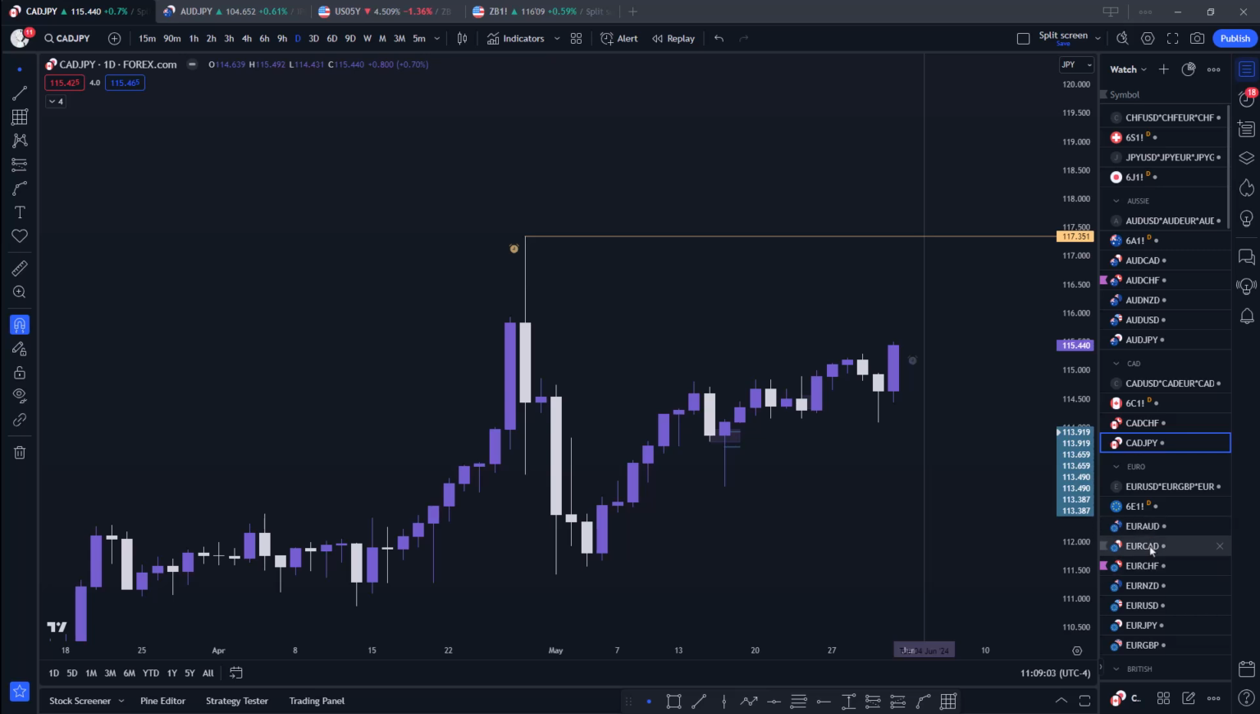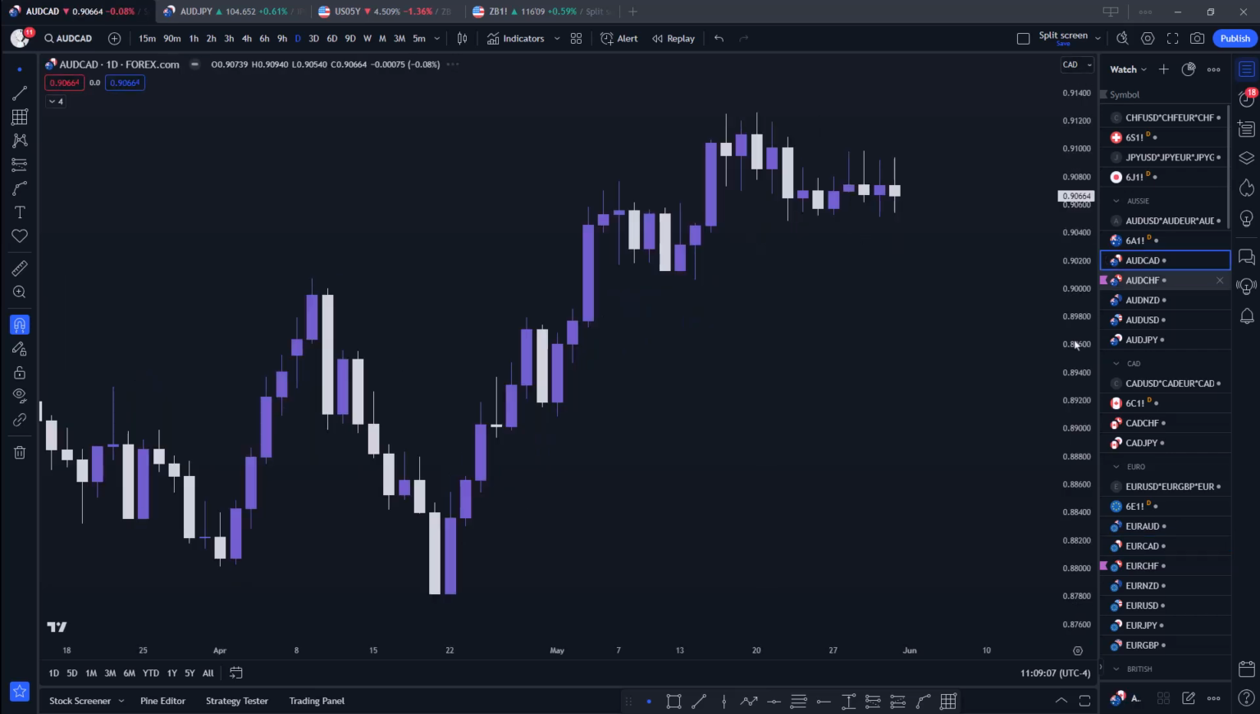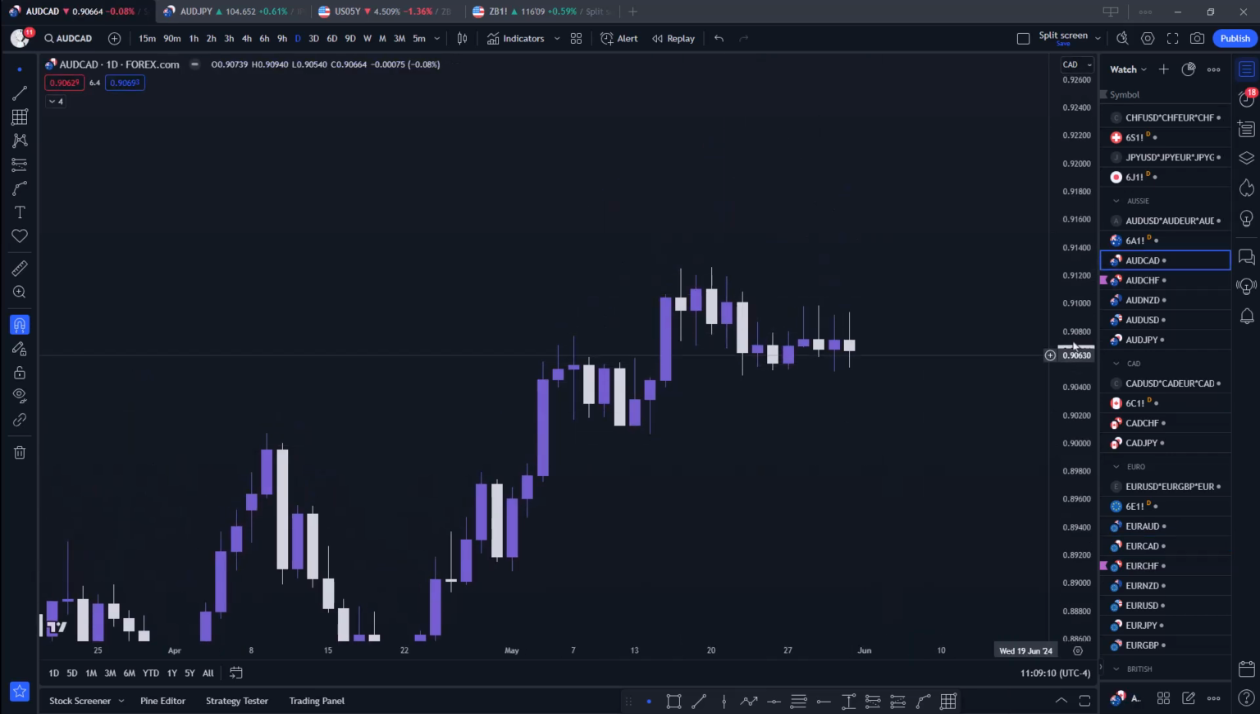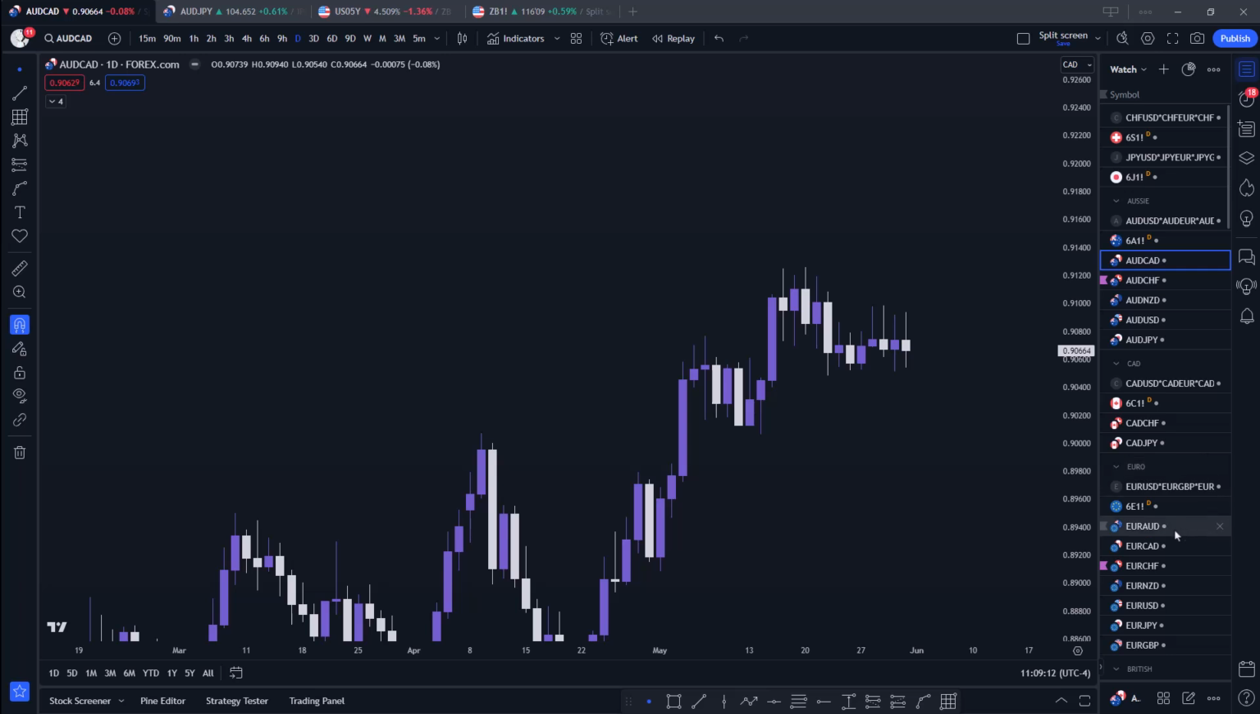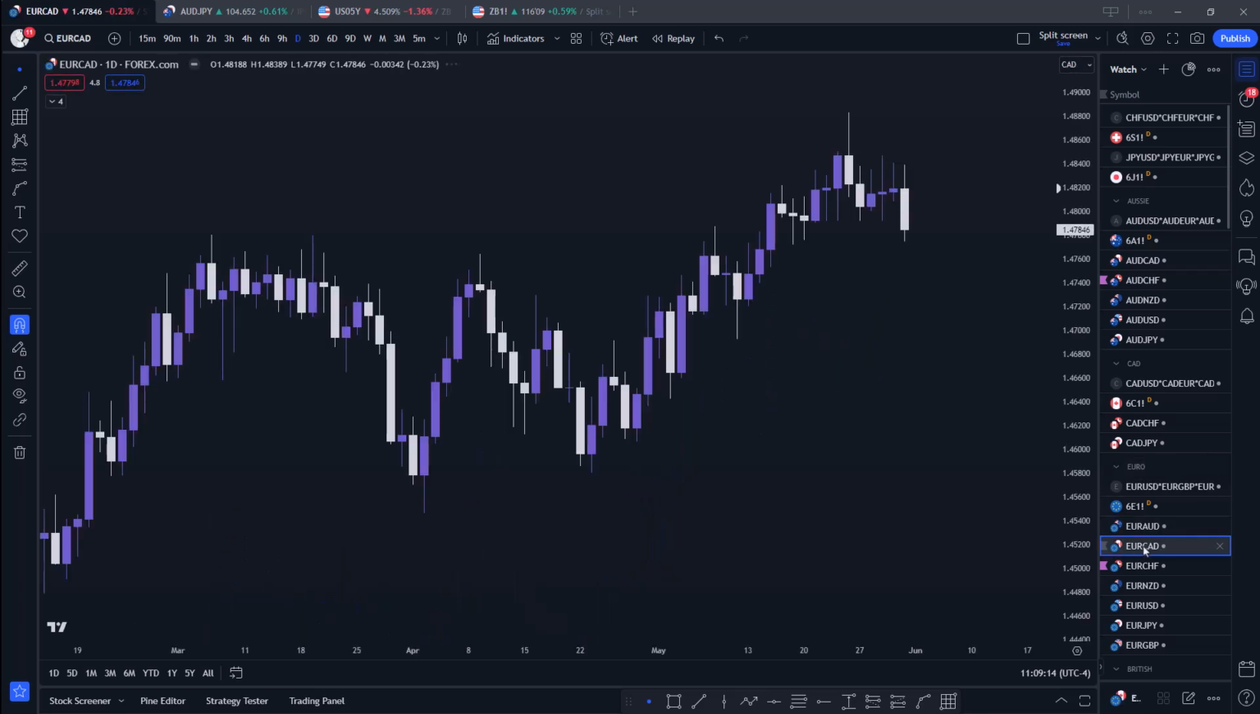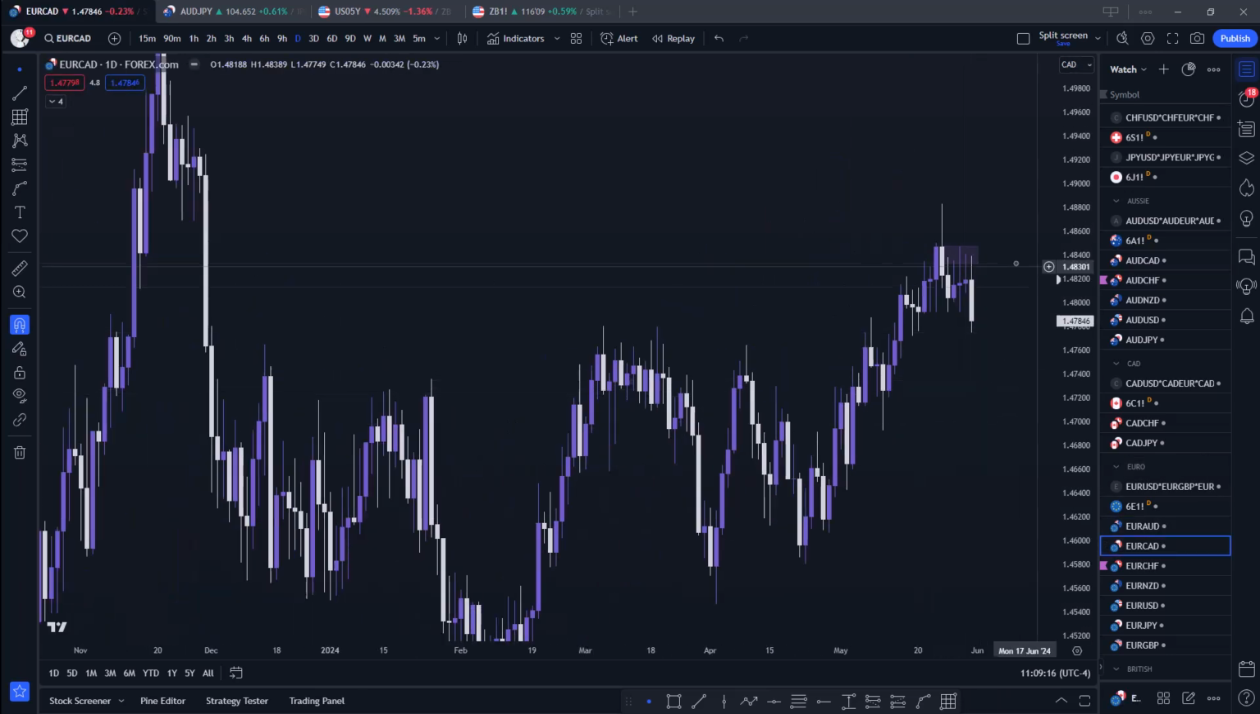Now we go on to other CAD crosses. Let's start with AUD CAD. We've already looked at it. We said it was choppy, so we're not going to pay attention to it. Euro CAD. Let's see what we have on Euro CAD.